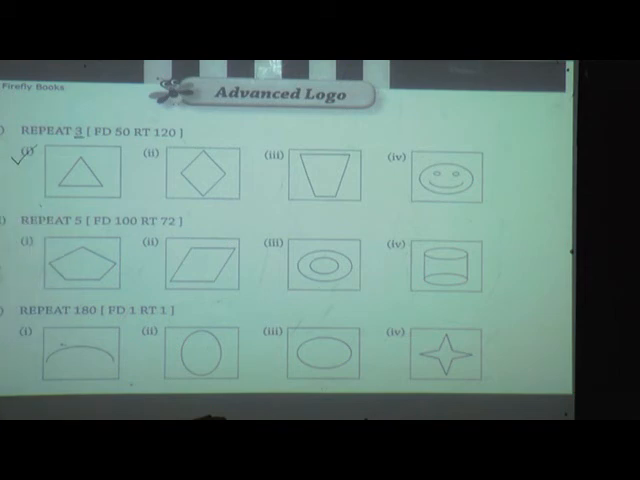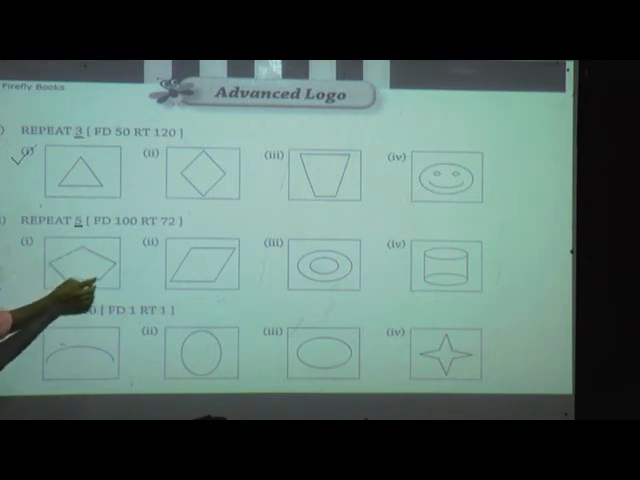Understand how to keep in mind the answers. Repeat 5: then the turtle has to turn 5 times, meaning the figure must have 5 sides. FD 100, RT 72. Then which figure has 5 sides? Why 5 sides? Because here it is written 5.